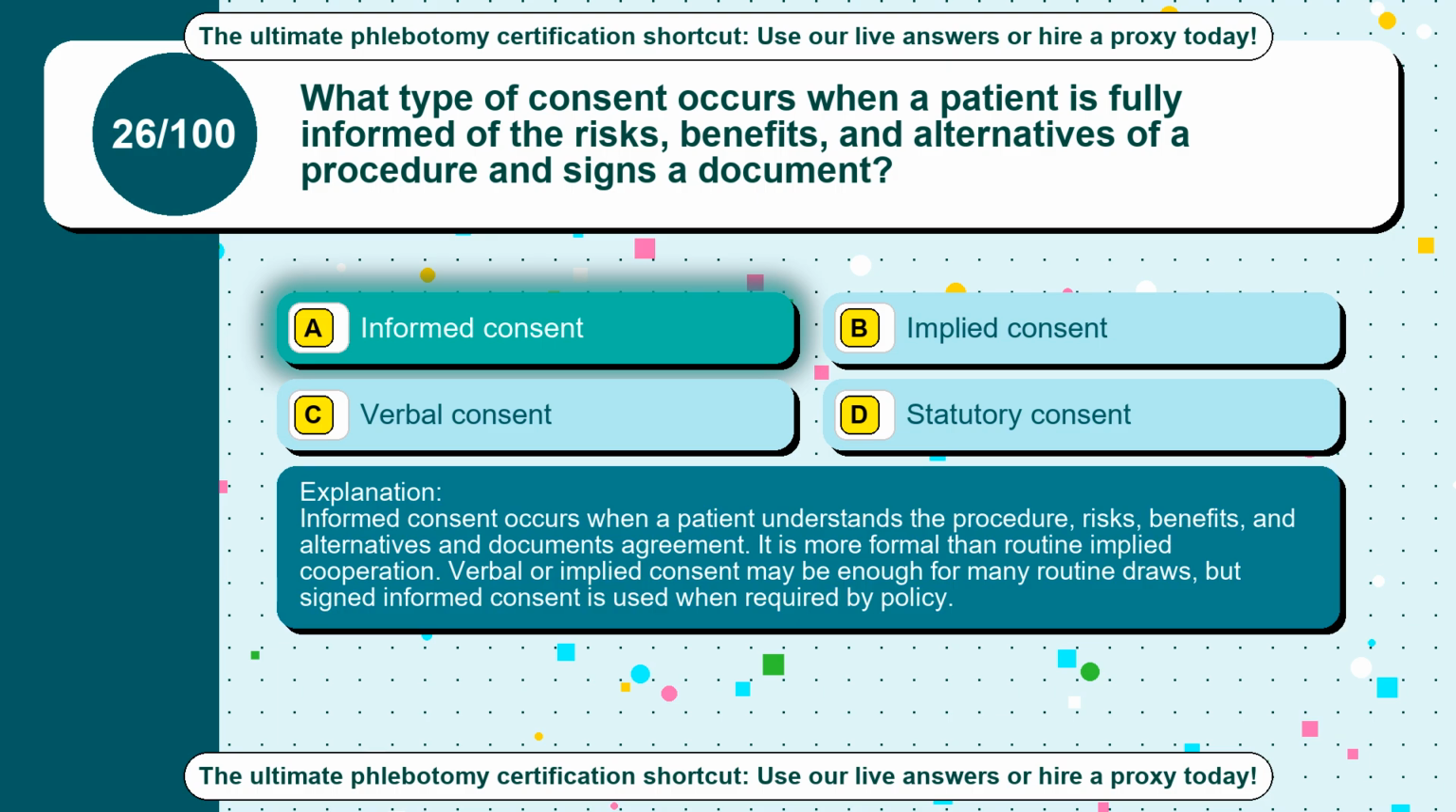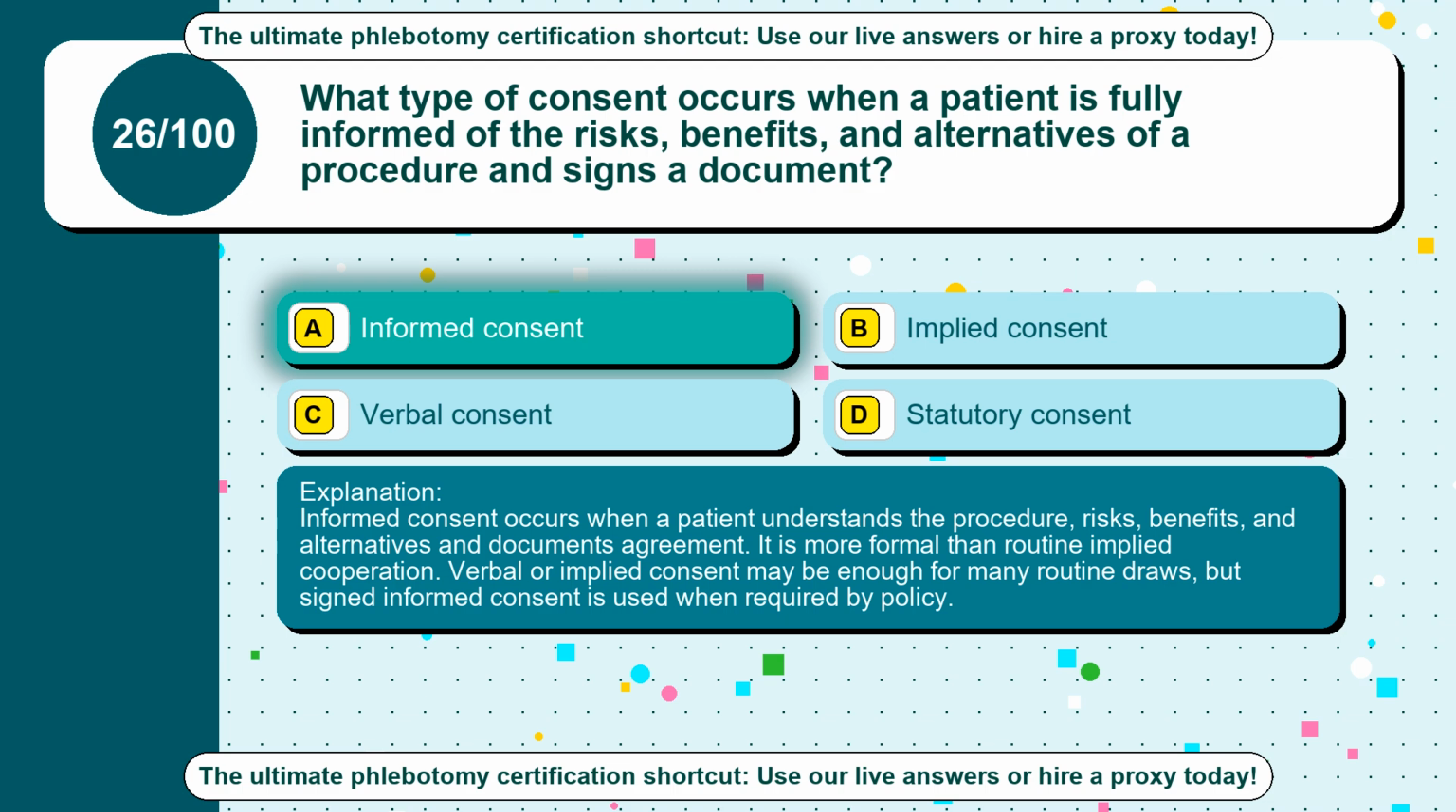Informed consent occurs when a patient understands the procedure, risks, benefits, and alternatives and documents agreement. It is more formal than routine implied cooperation. Verbal or implied consent may be enough for many routine draws, but signed informed consent is used when required by policy.